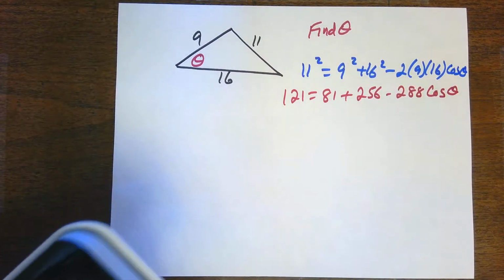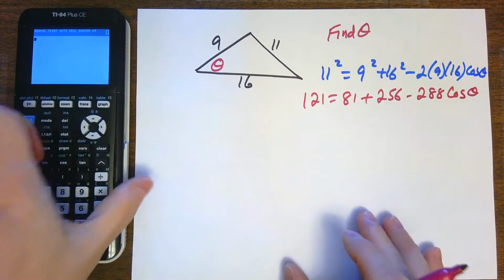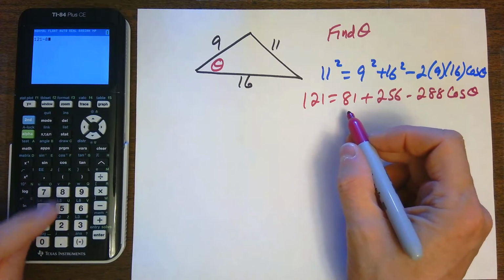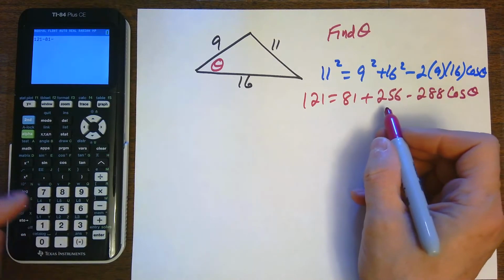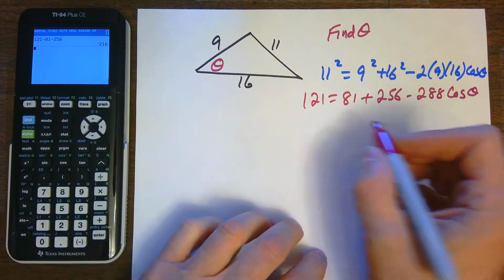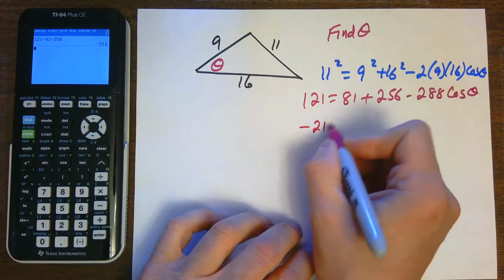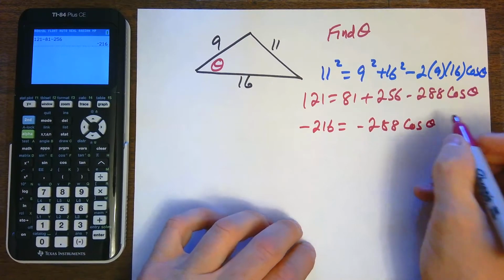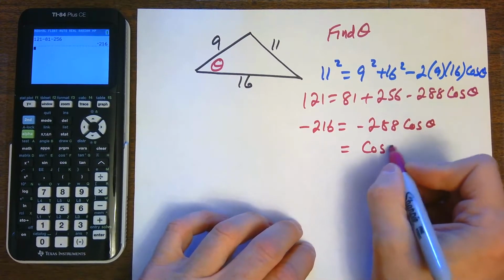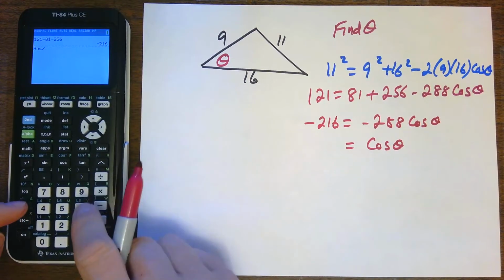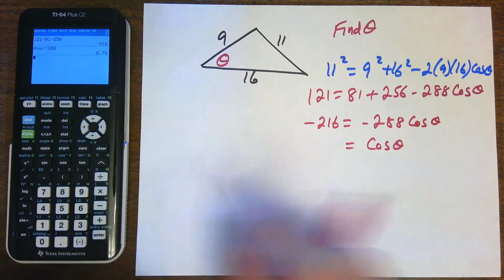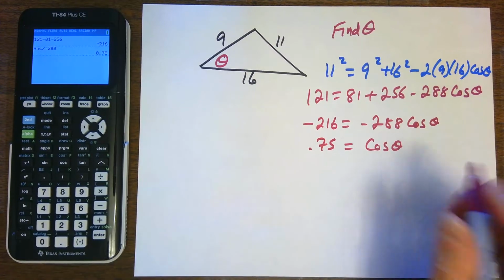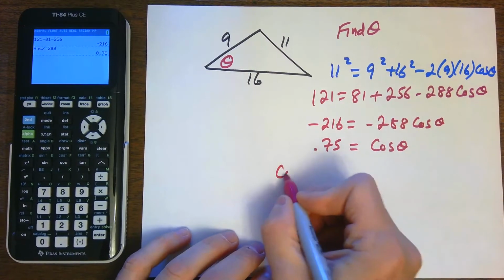I need the calculator at this point now. So let's start with that 121 minus the 81 minus the 256, and I get negative 216 equals negative 288 times the cosine of alpha. Divide both sides by negative 288, and I get 0.75. Now take the arc cosine, the inverse cosine, of both sides.